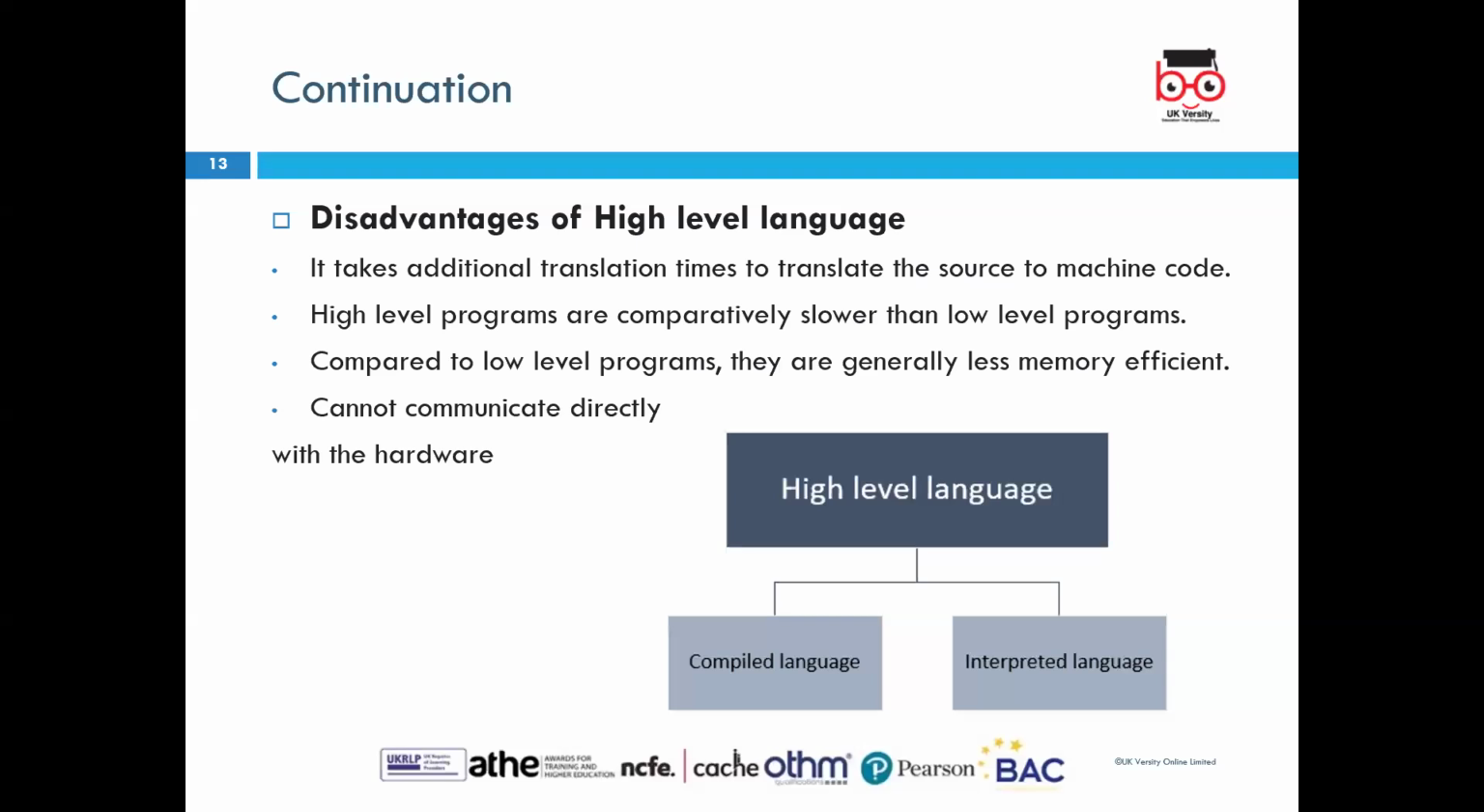Disadvantages of our high-level language. We can see that this can take additional translation time to translate our code to machine code. So high-level programs are going to be slower than low-level programs. Compared to low-level programs, our high-level programs are also going to have generally less memory efficiency.